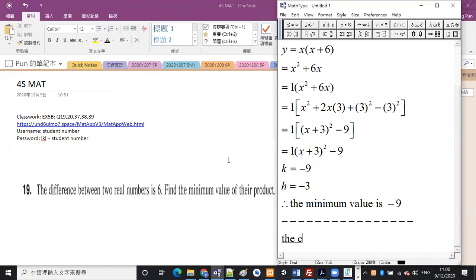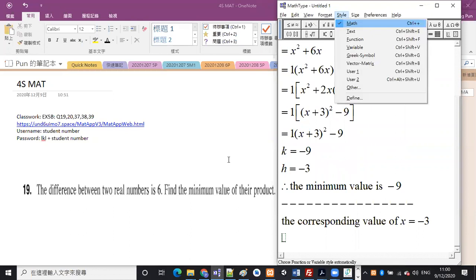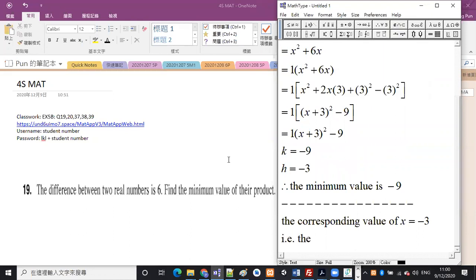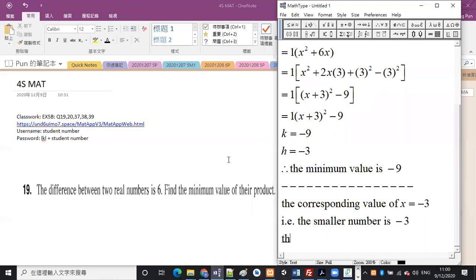numbers, the corresponding value of x, 當然就係 negative 3啦，係嘛？即係話 smaller number，我哋 let x be the smaller number㗎嘛？The smaller number is negative 3, and the larger number will be negative 3 plus 6. That should be equal to positive 3.